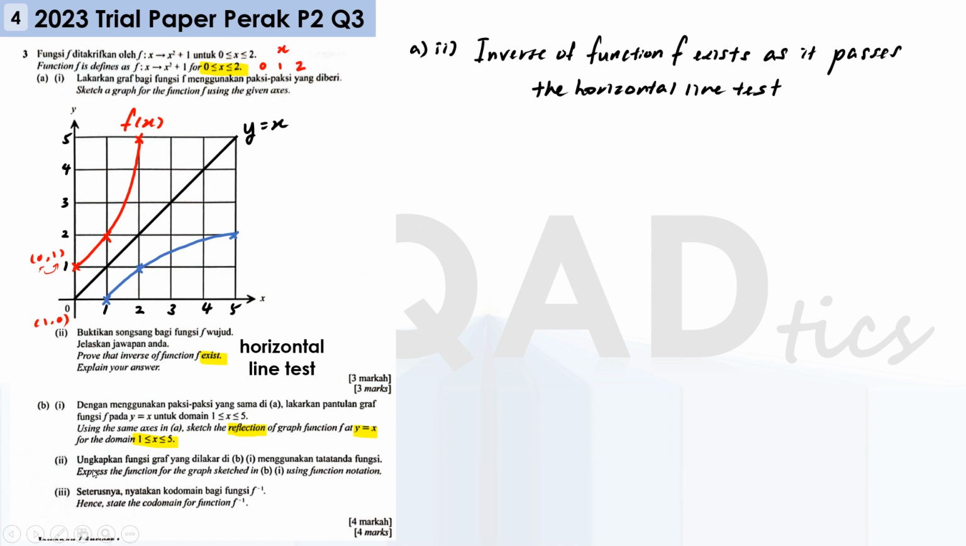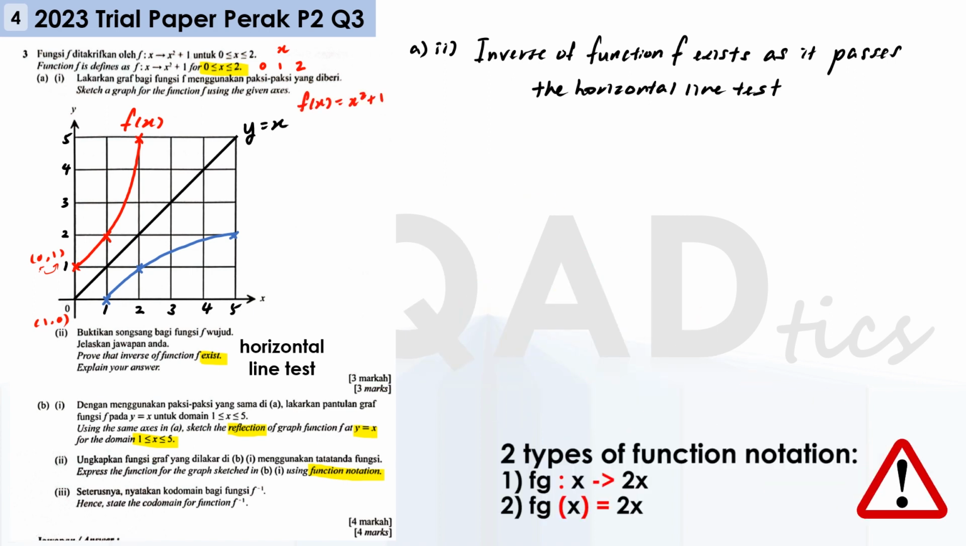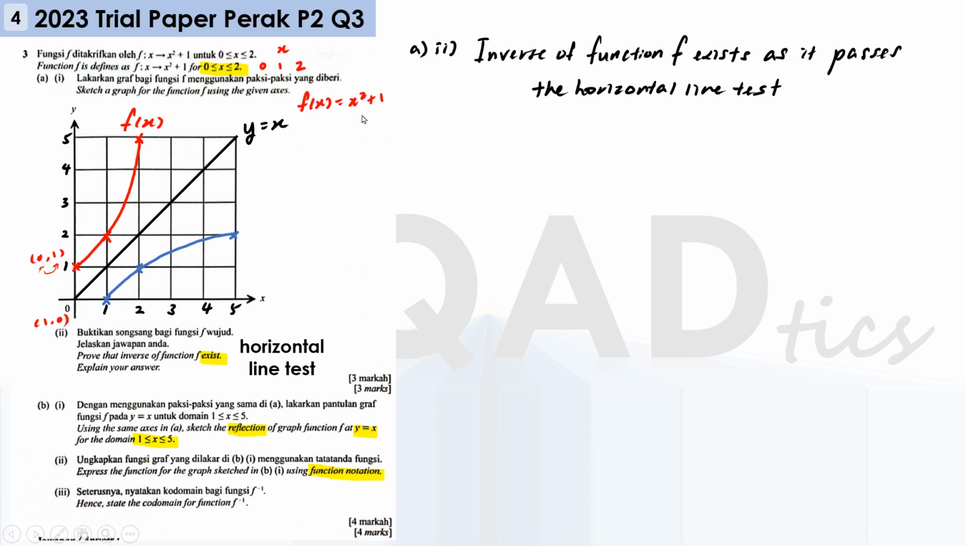Right? So for part 2, we need to express the function for the graph sketched in B1, which is the blue line, using the function notation, which means the style or the format of our answer must be in this way: the function and also the expression. Okay, so how do we find this? Because now we don't know both of them.